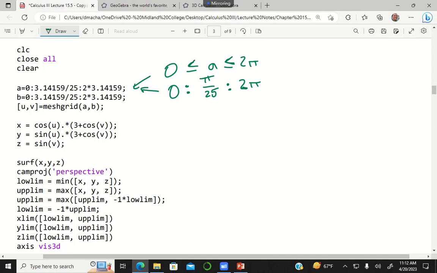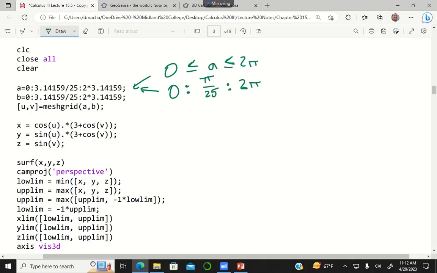Okay. So then I'm doing the same thing with a little lowercase b. It has the same lower bound, upper bound, and the same step size. And then where this says u comma v mesh grid a comma b, what that's saying is a is a one-dimensional mesh of 50 points, and b is a one-dimensional mesh of 50 points. I want u comma v to be a two-dimensional mesh with 50 times 50 points. It has to have 2,500 points in the square piece of fabric that I'm talking about.